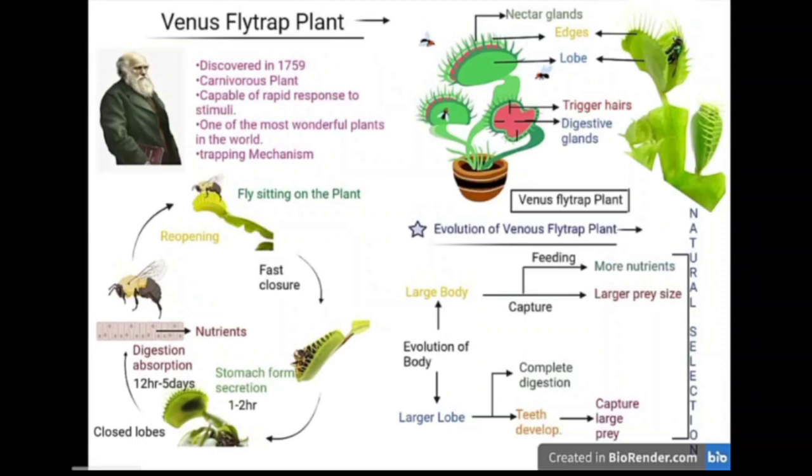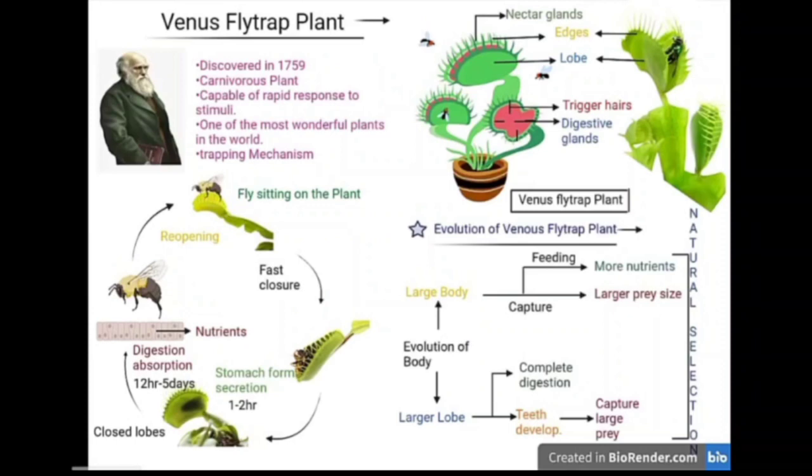Where the Venus flytrap, a carnivorous plant, collects its nutrients from the insect. After collection, the plant reopens its lobes and the insect is removed, and the process is recycled. The insect again comes and sits over the lobes of the plant, then fast closure of the lobes occurs, then digestion, then absorption of nutrients, and then the cycle is repeated.